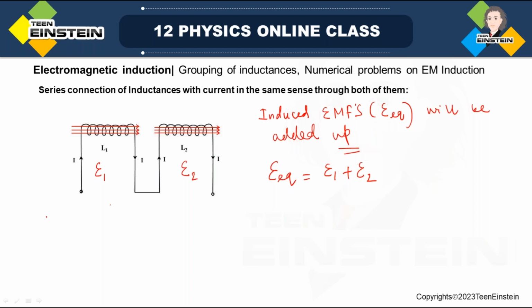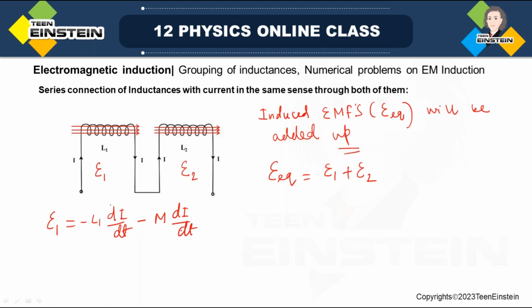Now what is E1 and what is E2? Since the current flowing through both coils is the same, self-inductance will produce a self-induced EMF, that is L1 di/dt, due to the current change in the same coil, and mutual inductance here will be M di/dt. Since the current is flowing in the same sense, the mutual inductance also will be in the same sense.